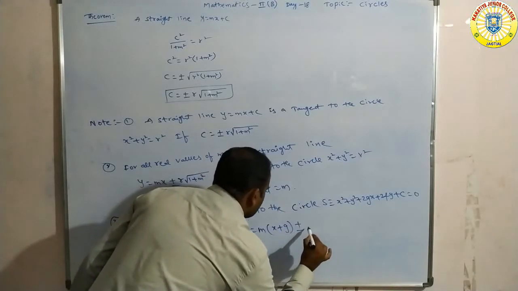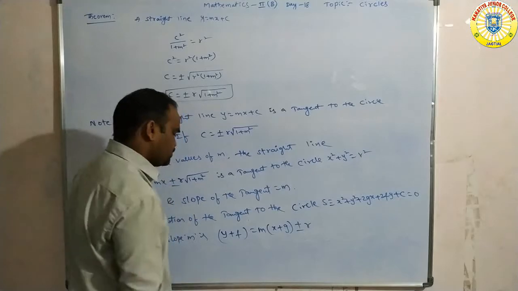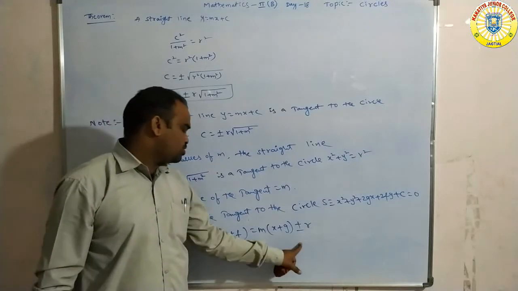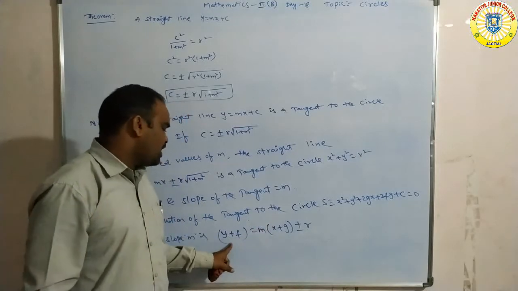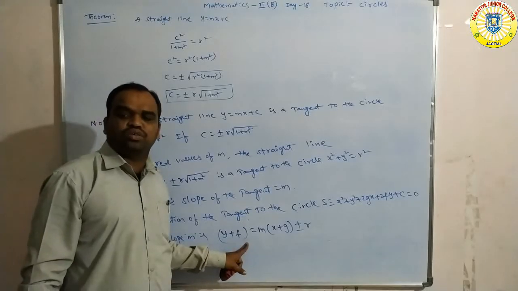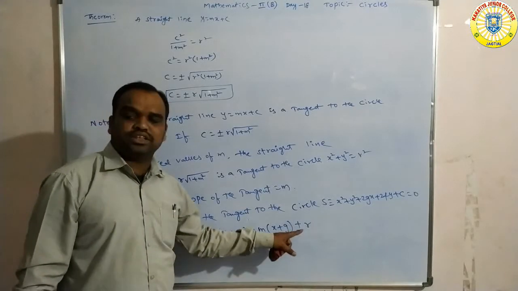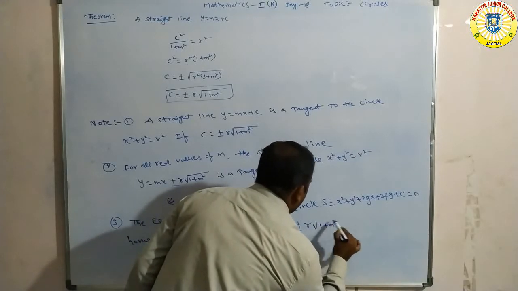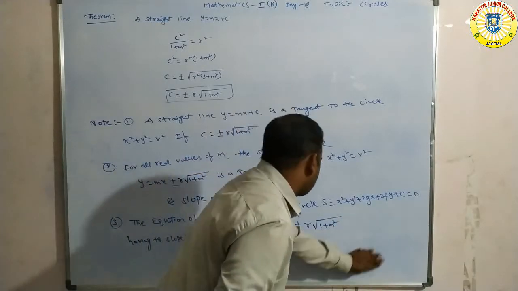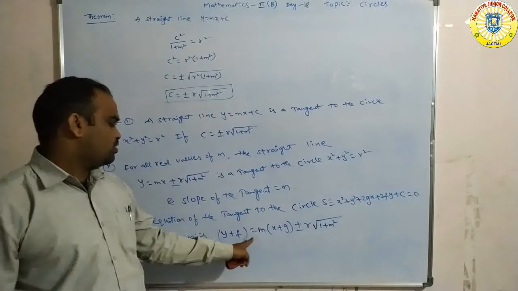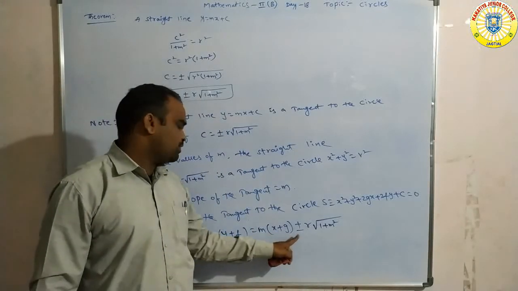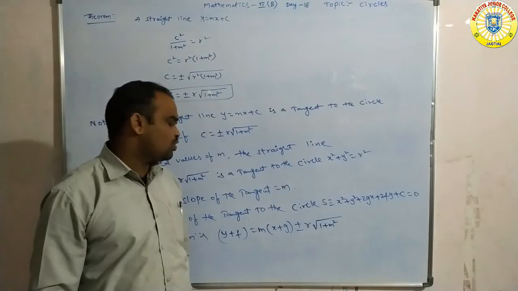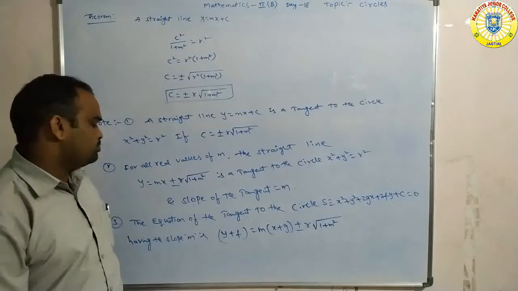This is in the form y is equal to mx plus c. So y plus f is equal to m into x plus g plus or minus r into the square root of 1 plus m square.